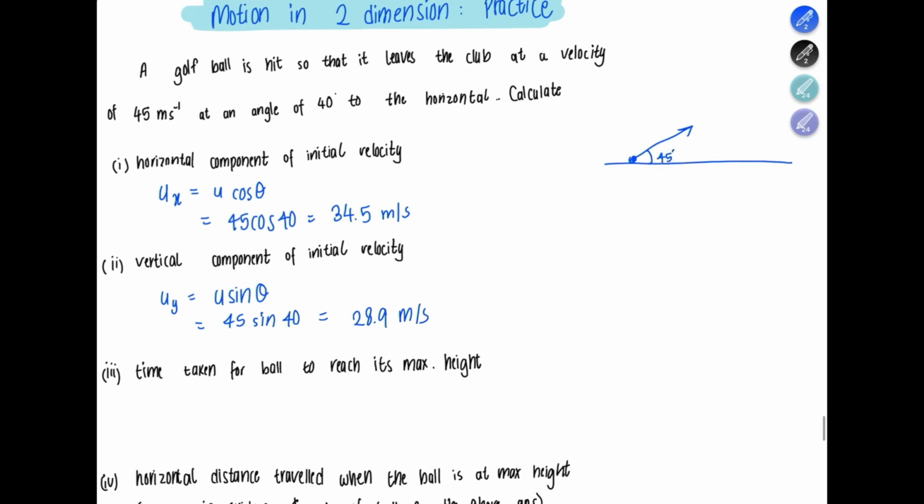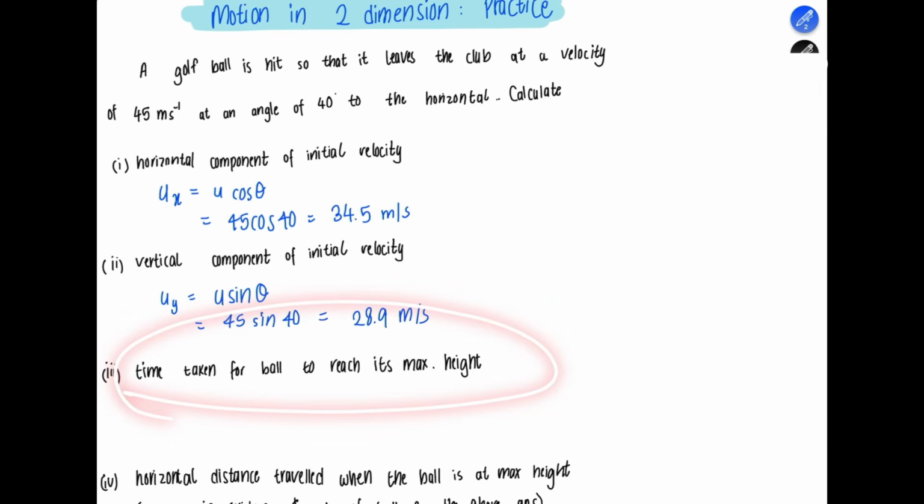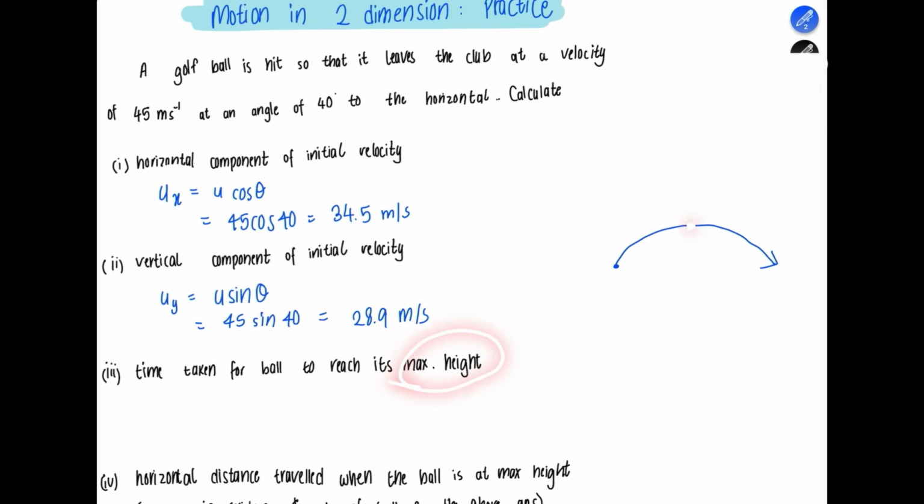Now the time taken for the ball to reach its maximum height. Okay, if you see, this ball follows a projectile, right? It moves something like this. This is the initial point. Now to reach its maximum height, this is the point. So the ball is hit at this point, and then it rises until it reaches a maximum height. After that and beyond that, it's falling down, right? So it has a point of maximum height.